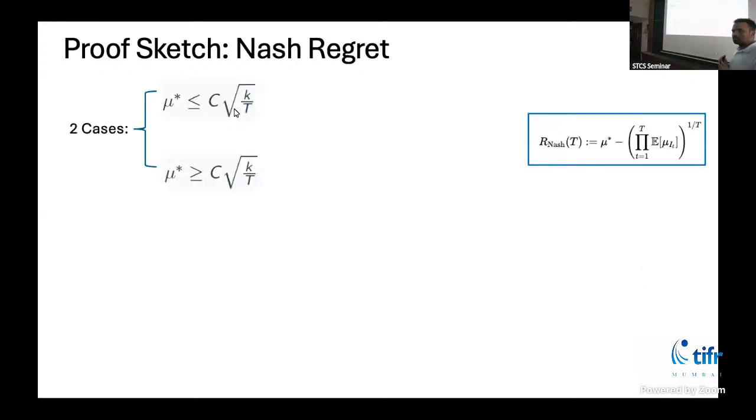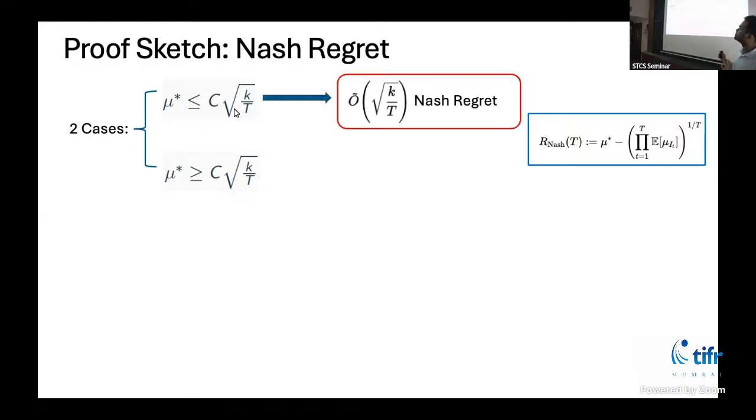So we'll proceed with the Nash regret proof in two cases. First case, we'll assume that mu star is less than square root k by t. That's the assumption. If this is the case, our regret bound proof follows trivially because of the regret definition. I just lower bound it by 0. This is a trivial bound if mu star is less than square root k by t. That means small enough mu star.